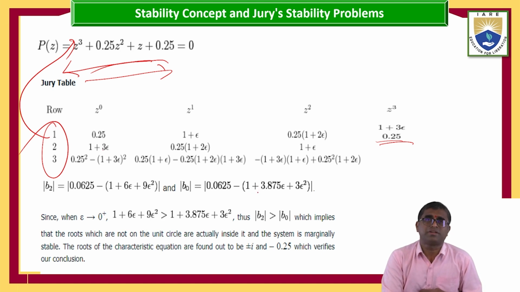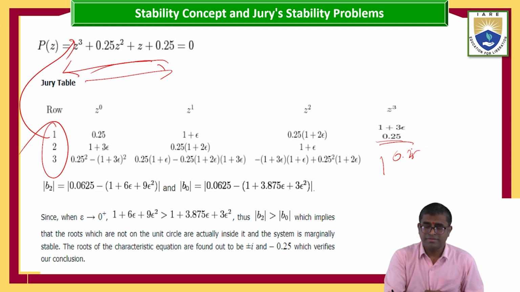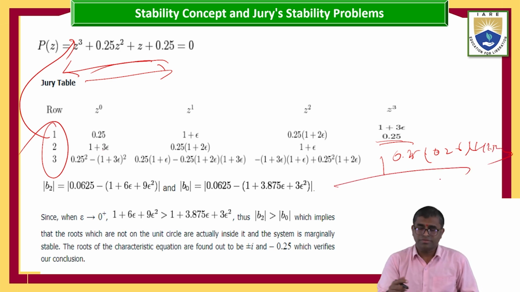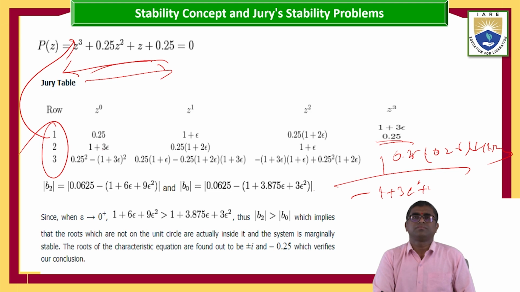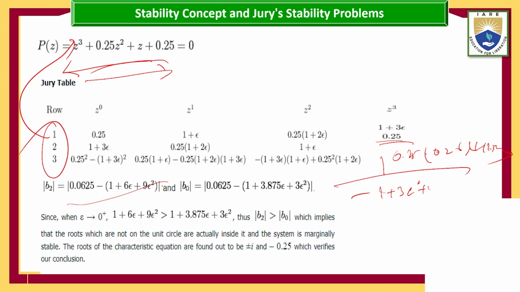Now, coming to the next row, how can you get this value? Apply the matrix formation. What is that one? That is 0.25 into 1.3, 0.25 into 1.23, okay. Next one is minus, AD minus BC. 1 plus 3 epsilon E square plus 3 epsilon E square. So we got the value, that is B2 value, 9. Okay, we got the B2 value. Similarly for B0.